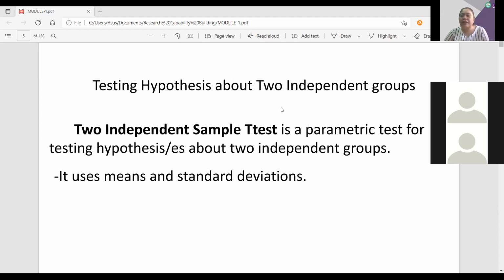When you say independent groups, the scores of this group has nothing to do with the score of the other group. So, hindi sila connected. You have different na subjects here or respondents, and then different din yung subjects sa second group. Okay, now since this is a parametric test, we will be using the mean as the measure of central tendency and the standard deviation for the measure of variation.